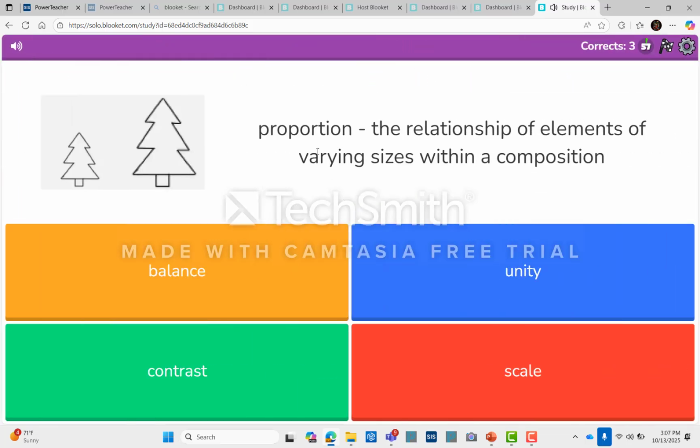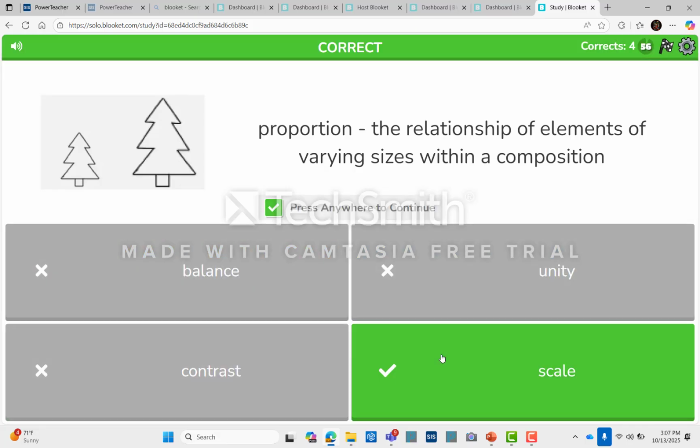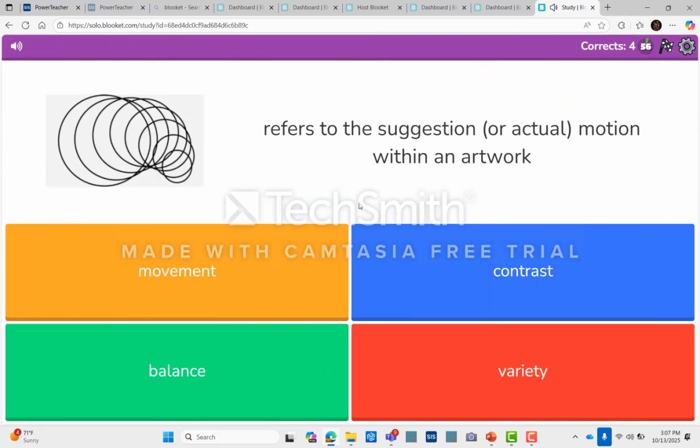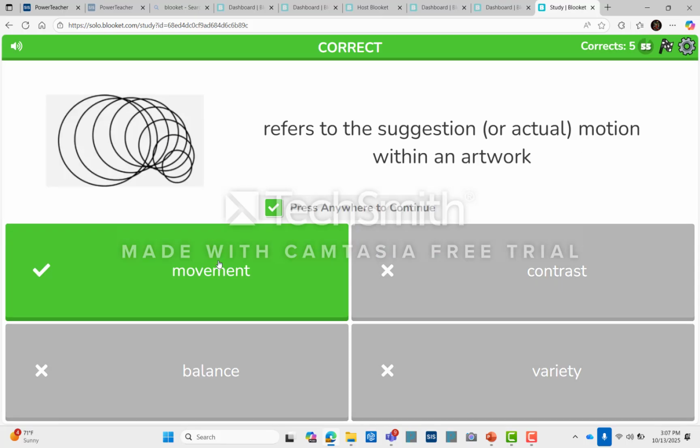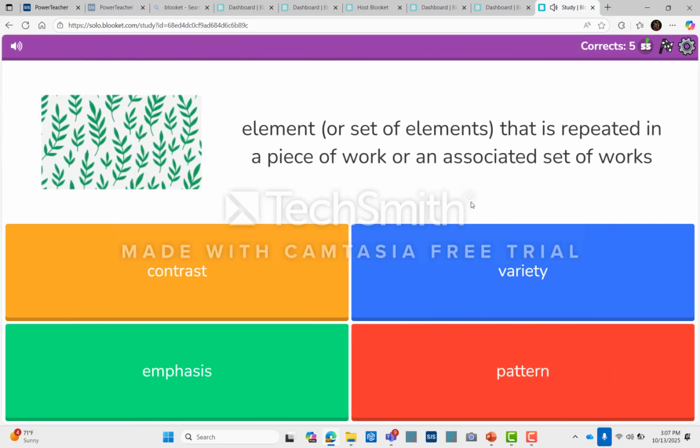All right. Now this one's a little different. It has to do with size. Something big next to something little, that is scale. All right. Refers to the suggestion of motion. Which one means motion? Look, there's motion going on, moving your eye across the page.